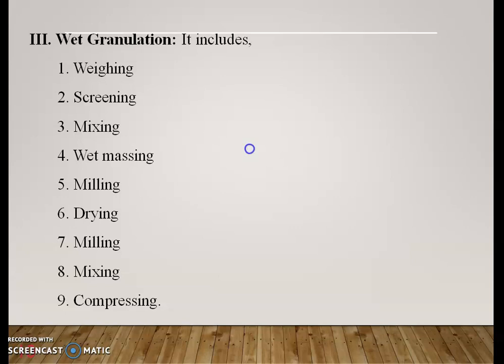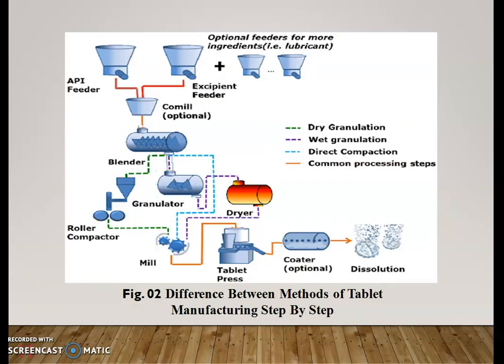Now in this diagrammatic representation, we will see the differences in the steps of the various tablet manufacturing methods. Here are the three methods that we have seen: dry granulation, wet granulation and direct compression. The green dotted line shows the dry granulation, the blue dotted line shows the wet granulation, the light blue line shows the direct compression, and the orange line shows the common processing steps.